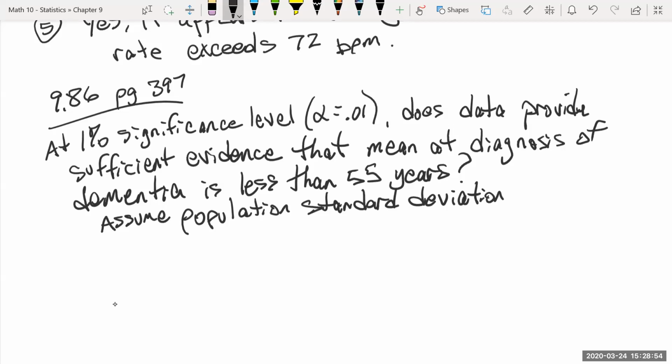Again, that sigma is equal to 6.8 years. All right, so that's all I'm going to need. But I'm going to enter the data into list one.